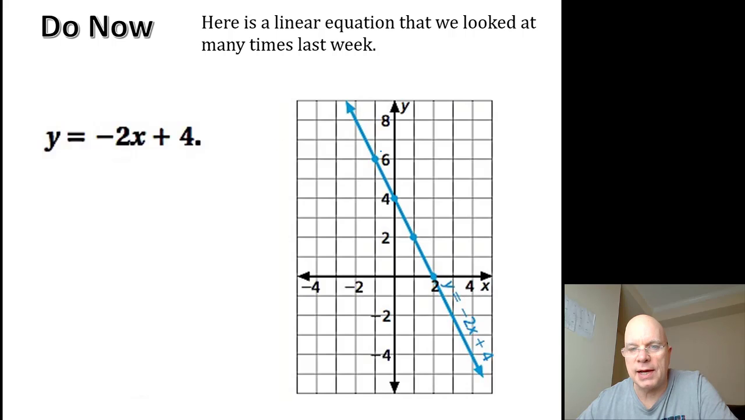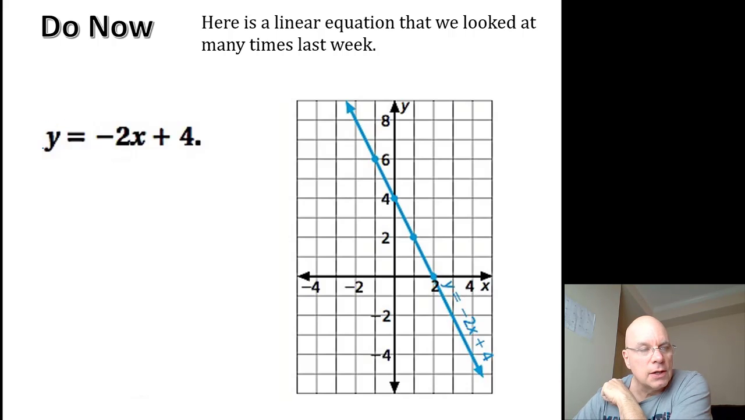We graphed this line by finding inputs, or I should say selecting inputs, values for x, and then substituting those values into the equation to calculate the outputs, the y values, and by doing so finding ordered pairs and graphing the points, connecting the points to show the line. Even though that's pretty easy, you learned last week that that's not that hard to do. It's actually the hard way to do it because there's an easier way.